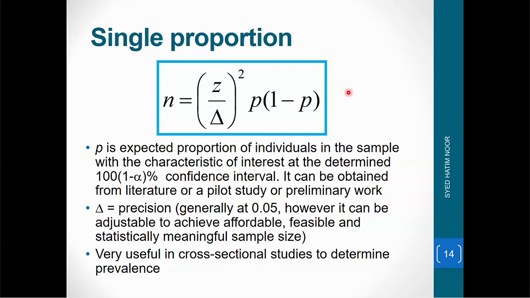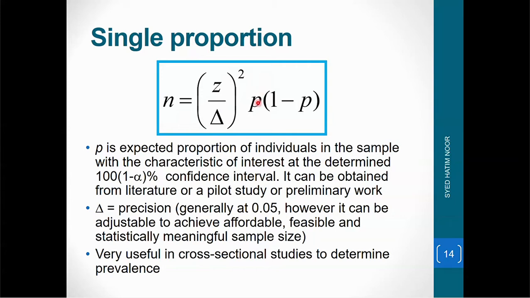All right, now let's go to single proportion. Same thing: P comes from literature. The Z value, same thing, is based on the standard normal distribution. This symbol is for precision or detectable difference, the estimated difference between population and sample. P is the proportion of prevalence, from the literature.